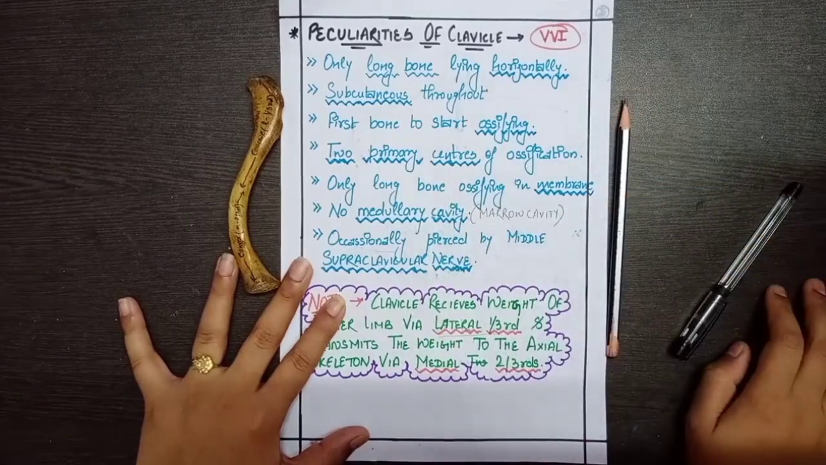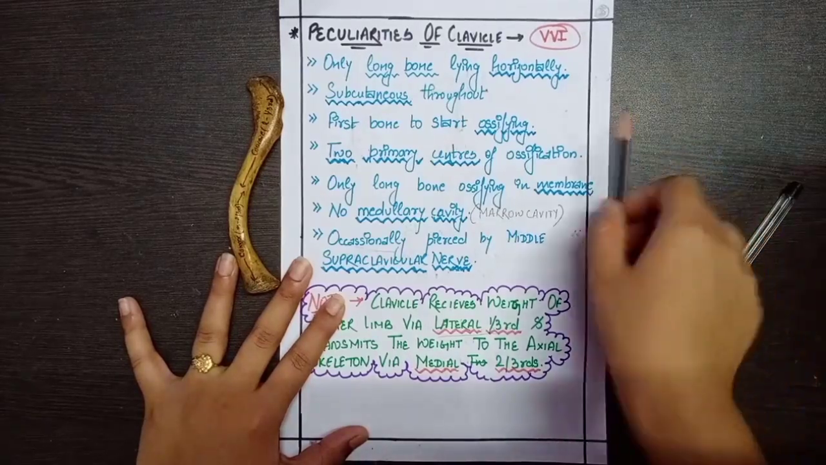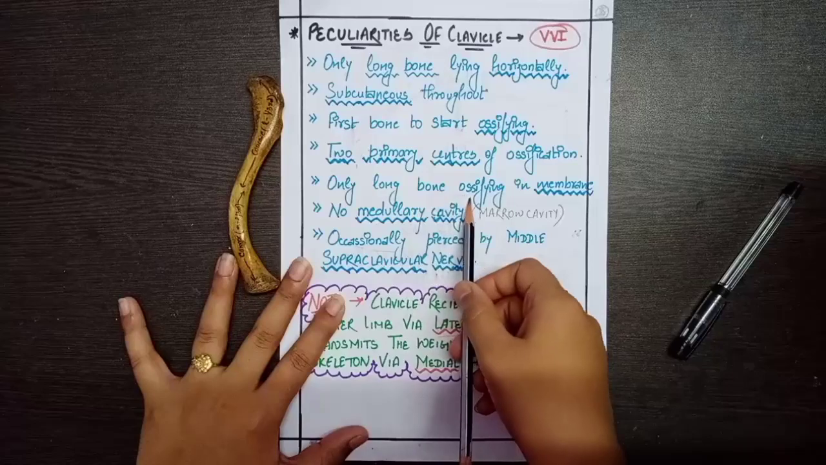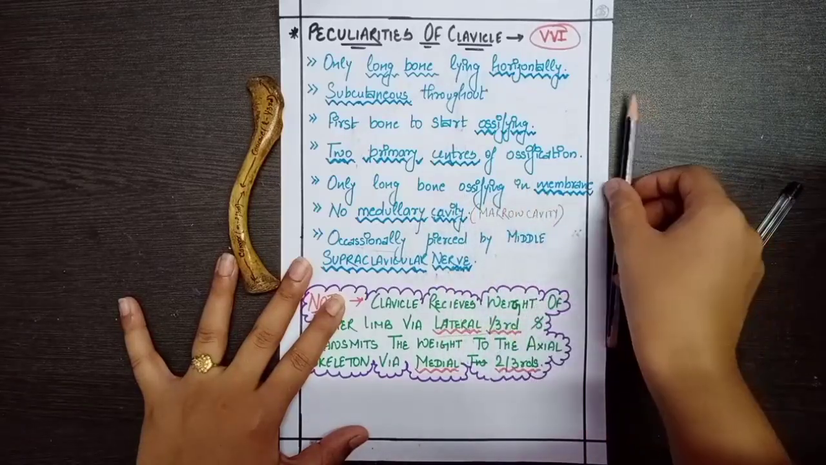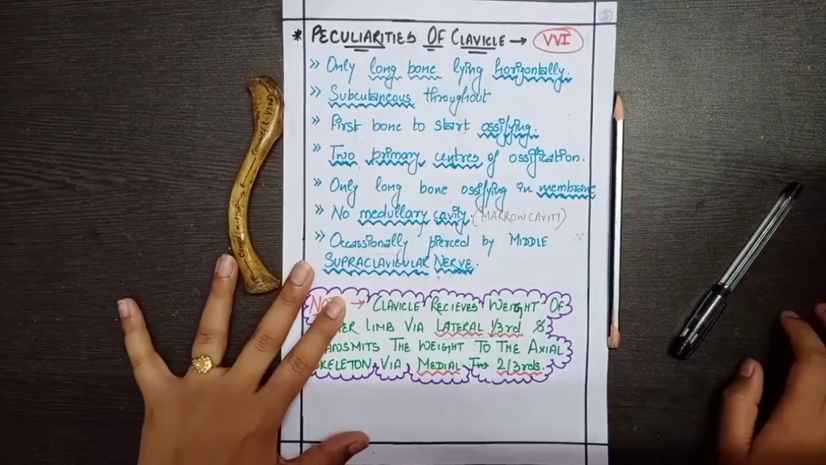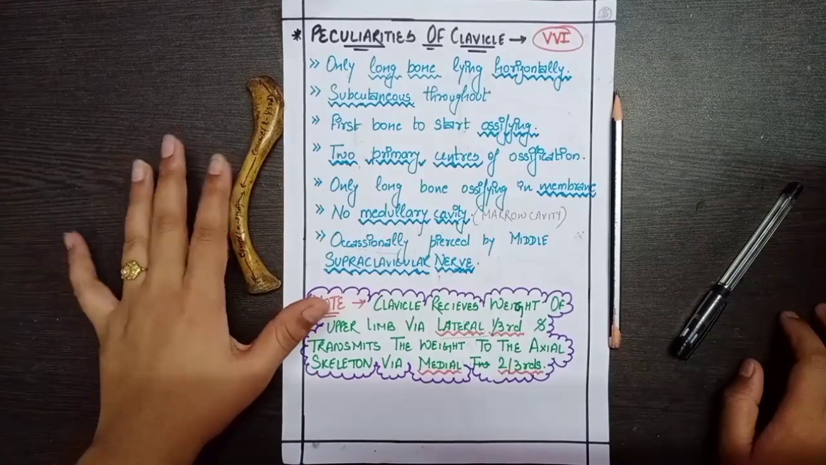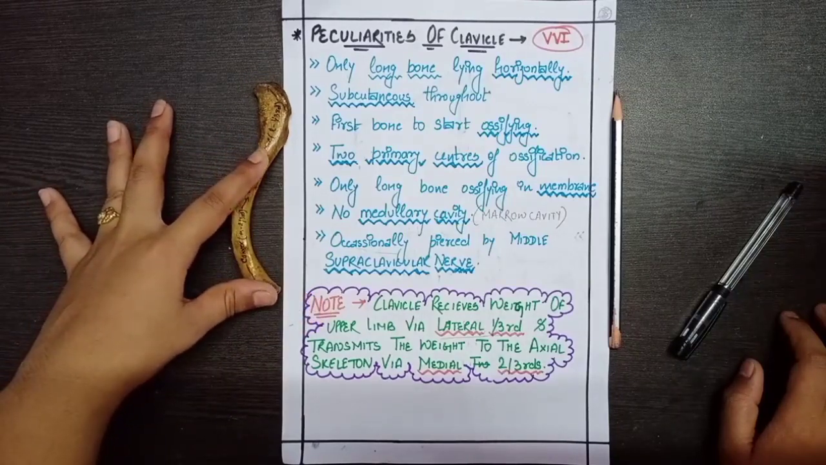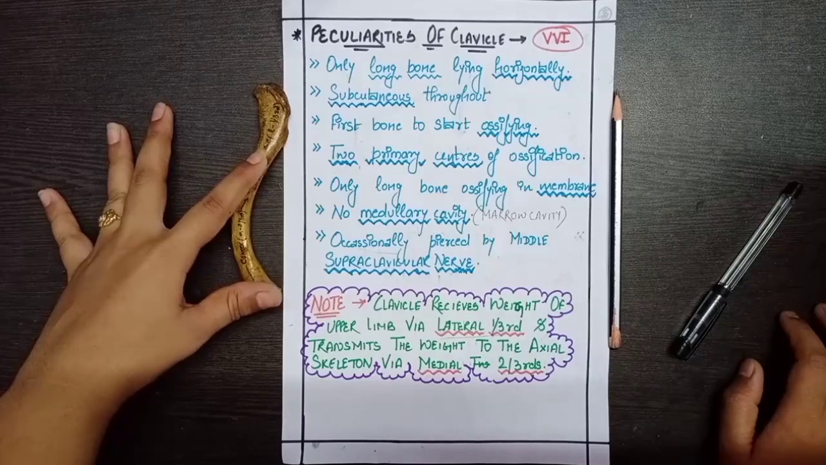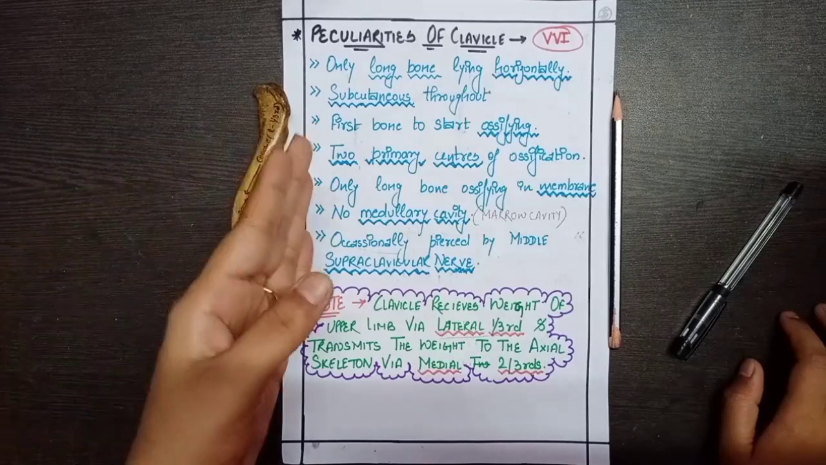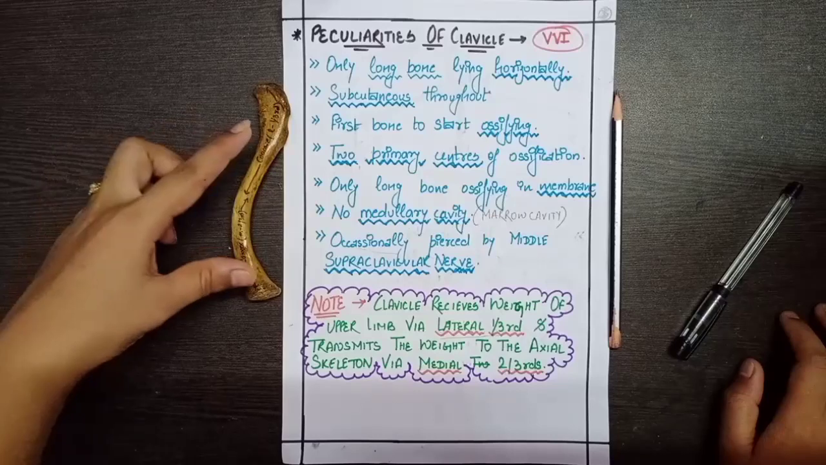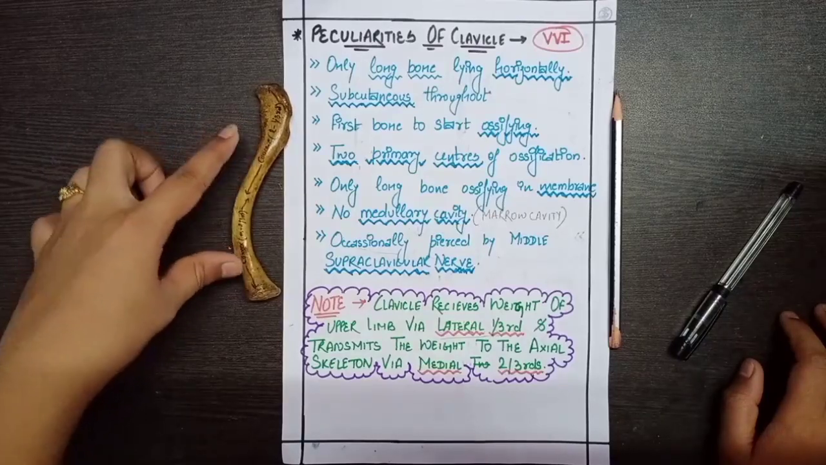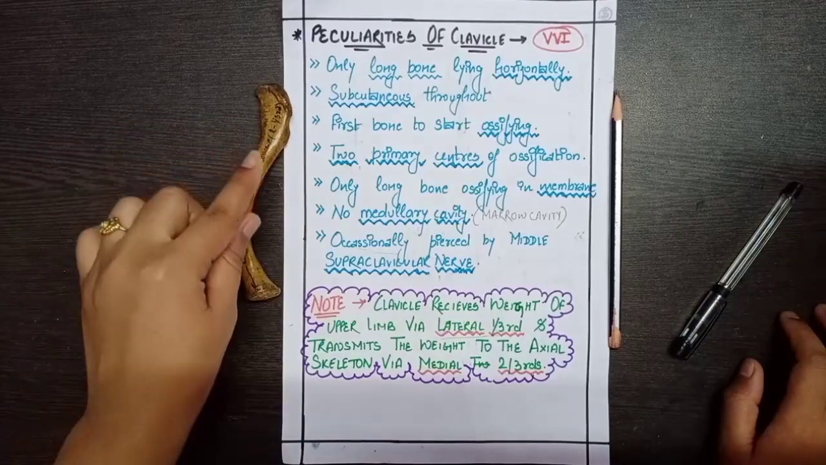That means center of ossification means the center at which the ossification will begin. It is the only long bone that ossifies in membrane. What it means is this is the only long bone which ossifies in the connective tissue directly, without getting transformed from cartilage to bone. It is not cartilaginous, it directly ossifies in the connective tissue.